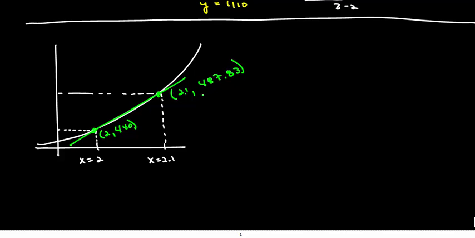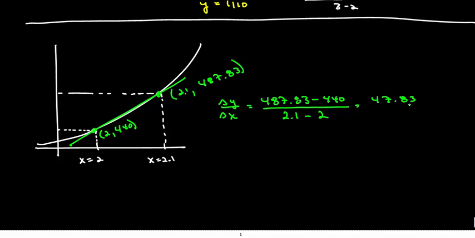So now, if I want the average rate of change, that's the change in the y's over the change in the x's, or the change in the area over the change in the time. So that'll be 487.83 minus 440 over 2.1 minus 2. So this would be 47.83 over 0.1. If we multiply top and bottom by 10, I get 478.3 over 1. So that tells us that our average rate of change is 478.3 square meters per minute.